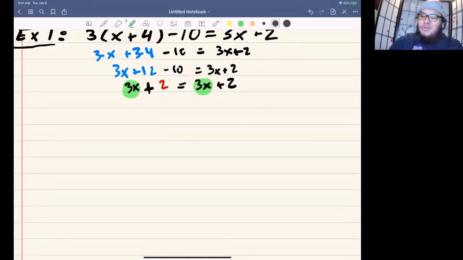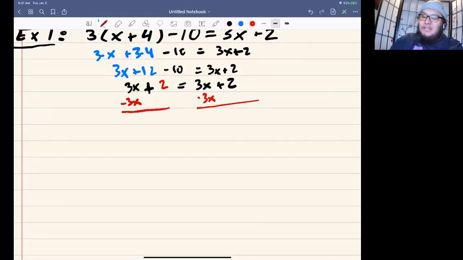What are we gonna do? Well, we're still trying to solve for x, and what we're gonna do is subtract 3x from both sides. Why? Because our goal is still to isolate the x by putting it on one side, and you're gonna see something interesting happen here. So we're gonna try and move this x over here. How do we do that? Well, we gotta do the opposite of addition, which is subtraction. So we're gonna subtract 3x from both sides.